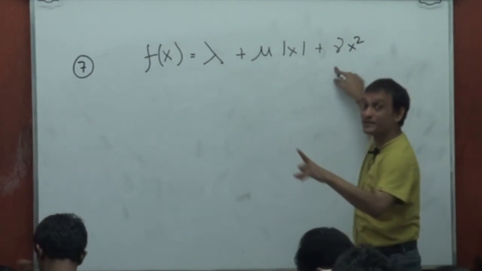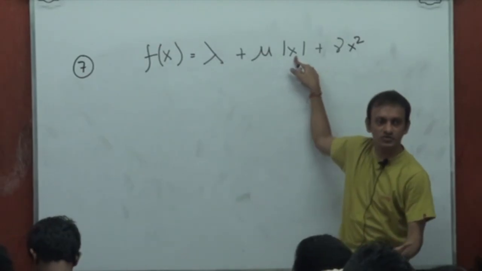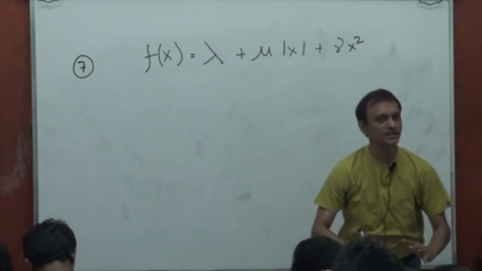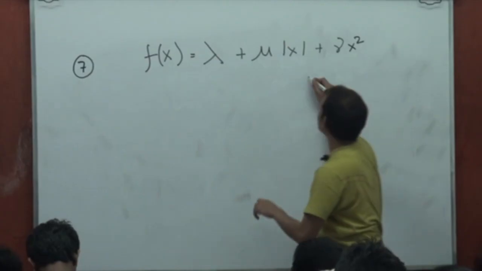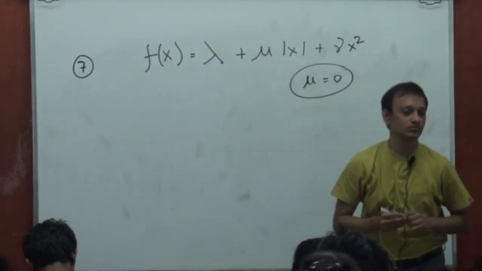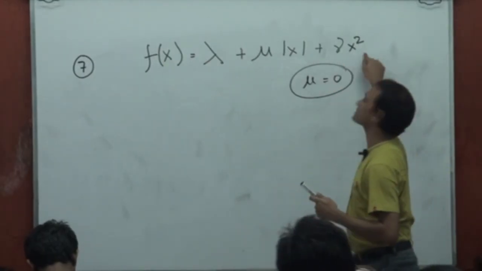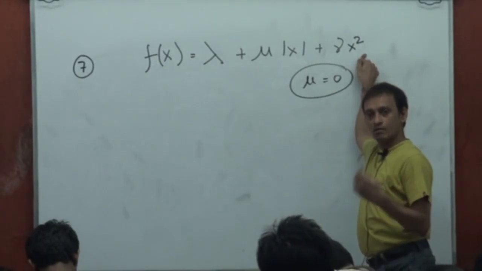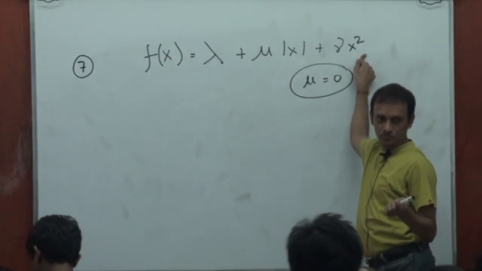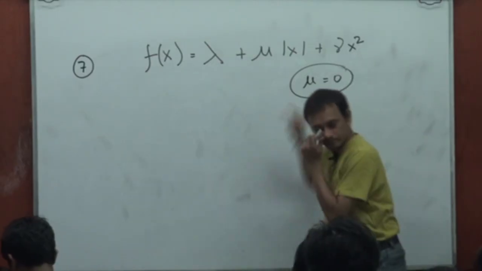So for this function to be differentiable at x equal to 0, mod x, which is not differentiable at x equal to 0, should not prevail in this expression at all. And for that, mu has to be made 0. Then you will simply be left with lambda plus gamma x squared, which is a differentiable function at x equal to 0. So f dash 0 would then exist. Right?